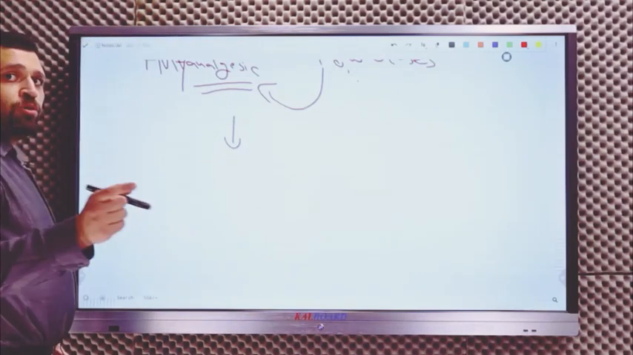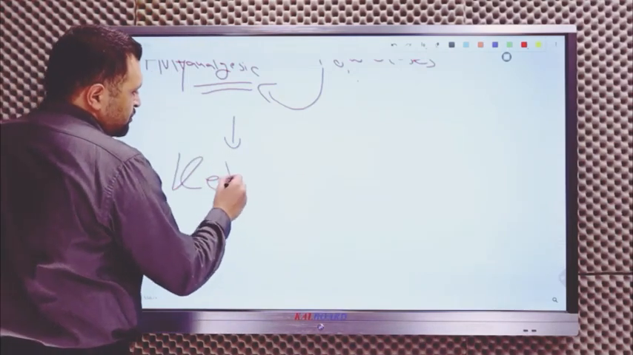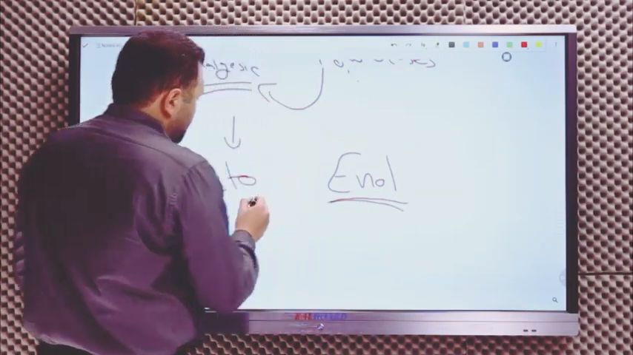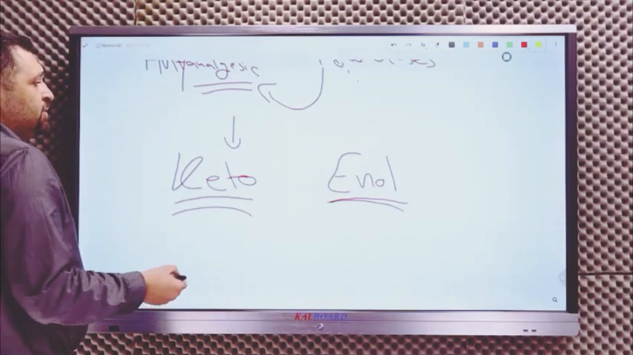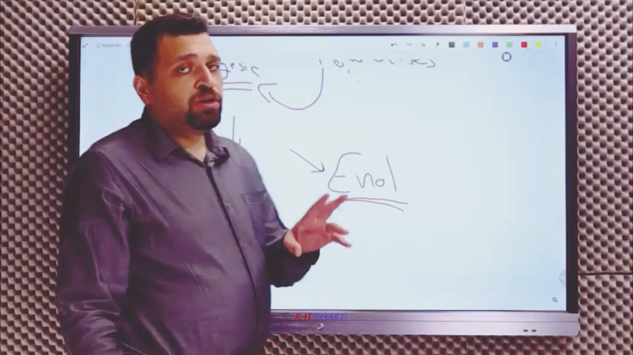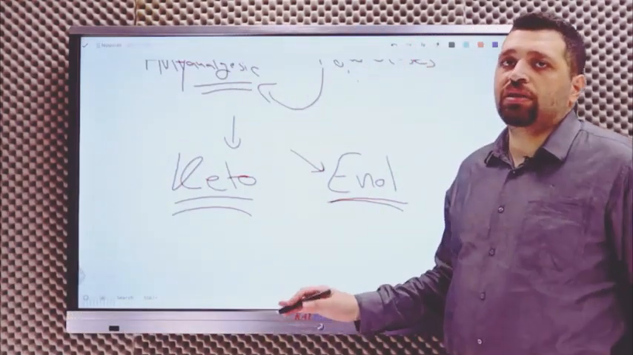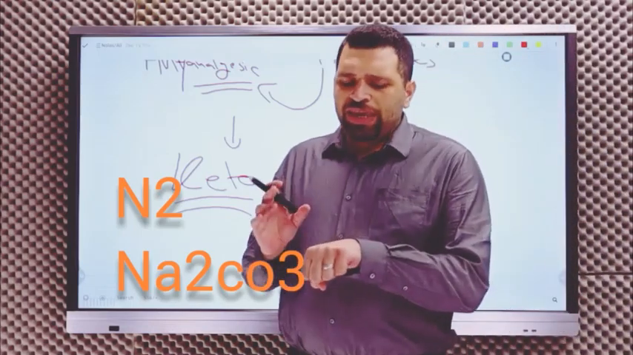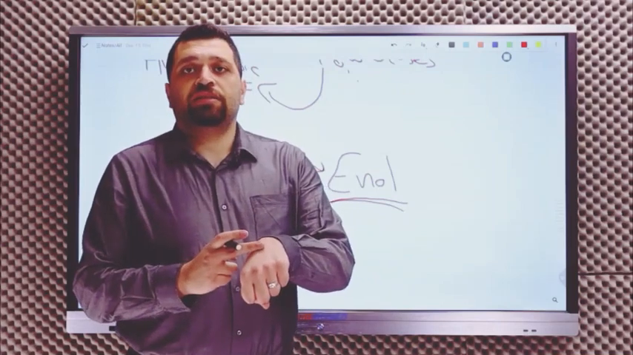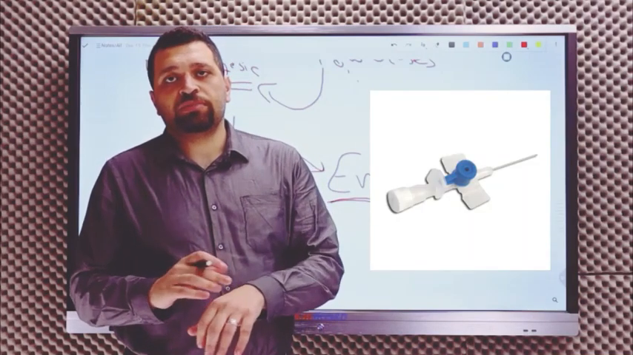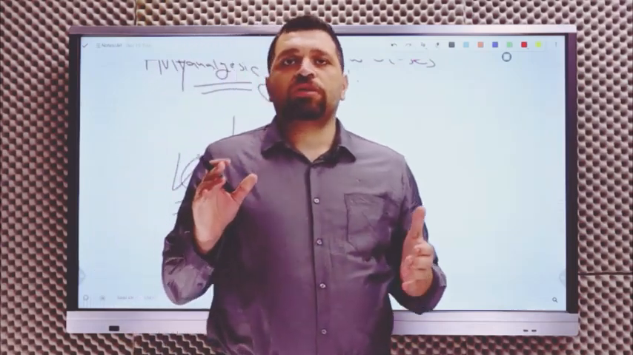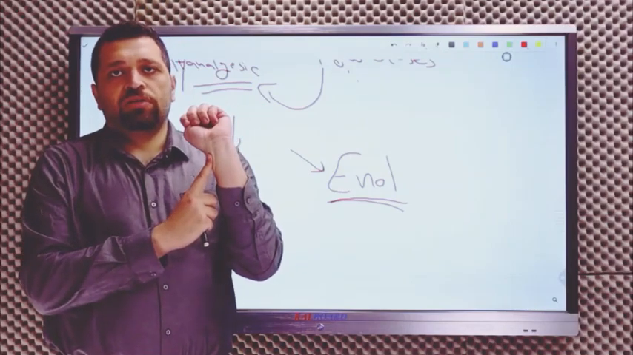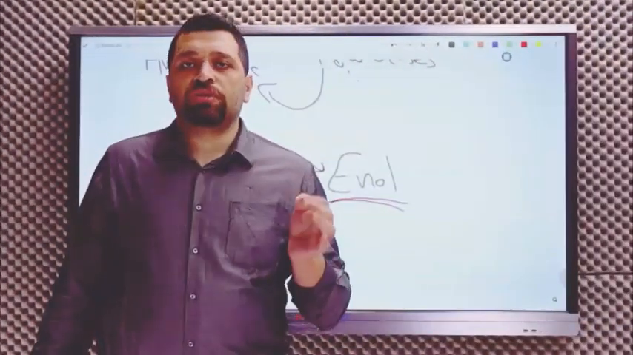Now, let's go back to something we talked about earlier, which is the keto and enol form. We said that enol is more soluble, and if you remember, we do two things, the nitrogen thing and the sodium carbonate thing. Now, we said we can put a catheter inside any vein in the body to give medication. But sometimes in anesthesia, we put a similar catheter in the artery here, or any other artery, but mainly here, to measure blood pressure with each beat.